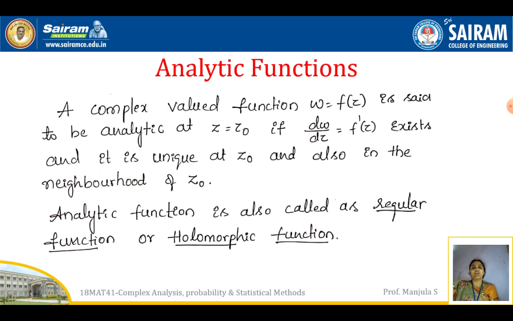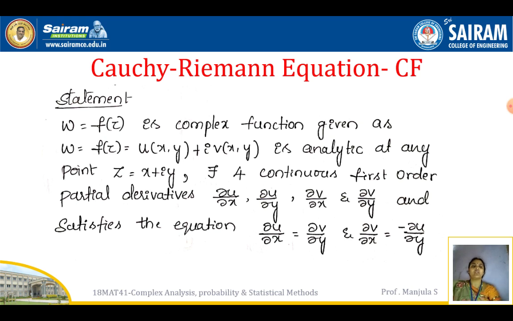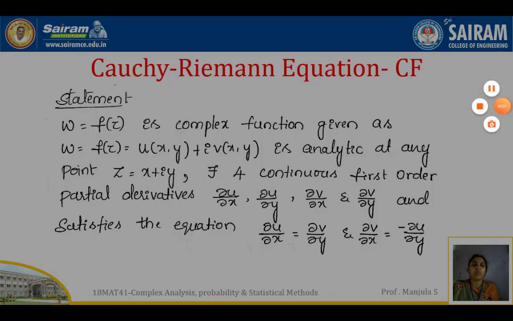A complex valued function w = f(z) is said to be analytic at z = z₀ if dw/dz, which is equal to f'(z), exists and is unique at z₀ and also in the neighborhood of z₀. It means the complex valued function w = f(z) is differentiable not only at some particular point, but in the neighborhood also the differentiability should exist. That is what an analytic function is. An analytic function is also called a regular function or holomorphic function. These are the basic definitions of complex variables.